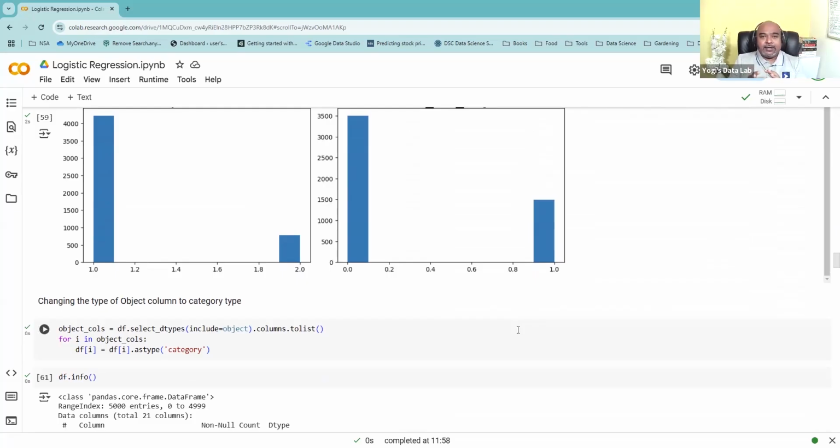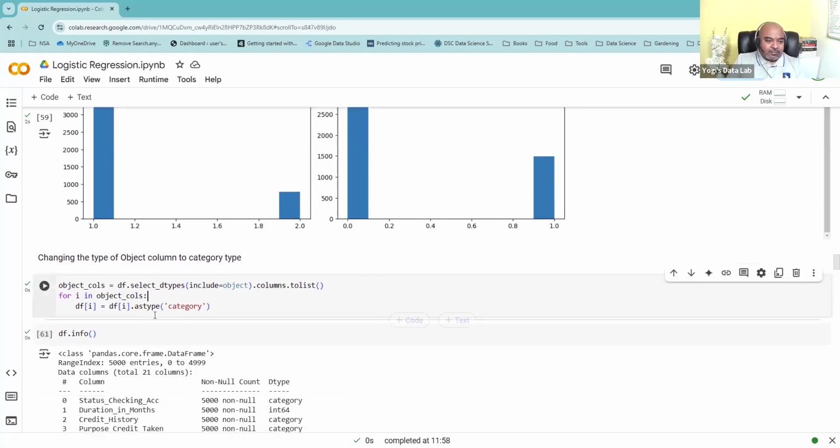I did not do the EDA here in detail because I didn't want to make the video lengthy. You can certainly do the EDA on your own, using univariate, bivariate and multivariate analysis for all your numerical columns and categorical columns, and try to understand the pattern. Here I'm just trying to show you how logistic regression works, so I didn't do much of the EDA part.